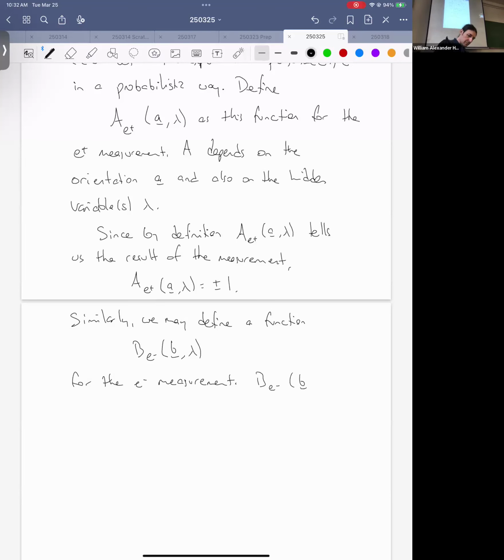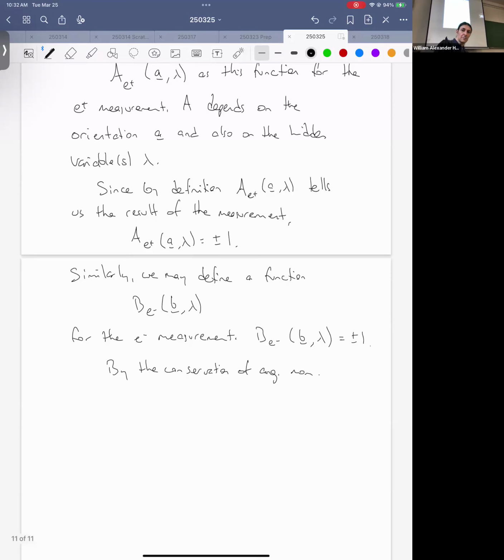B e minus b perp, not b perp, b vector lambda. Again, only take values plus minus one. By the conservation of angular momentum, how are A and B related?